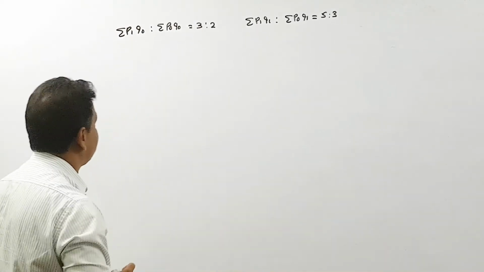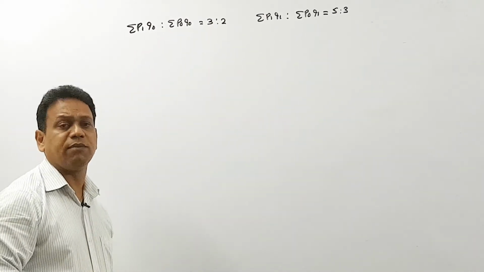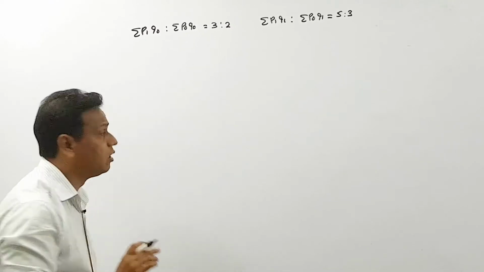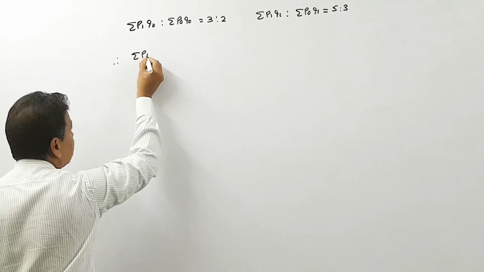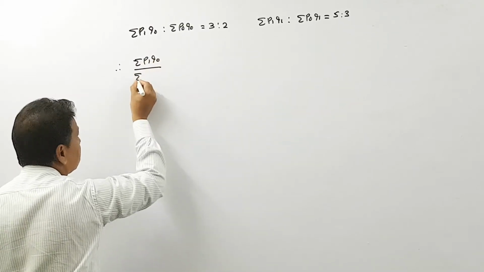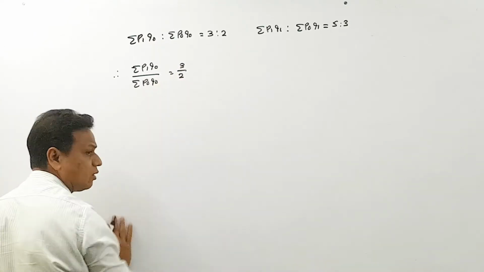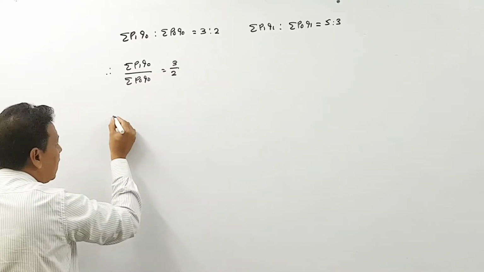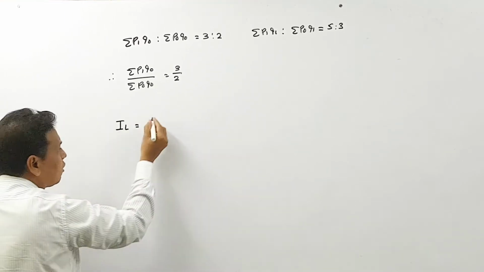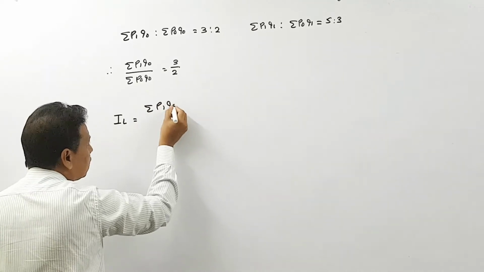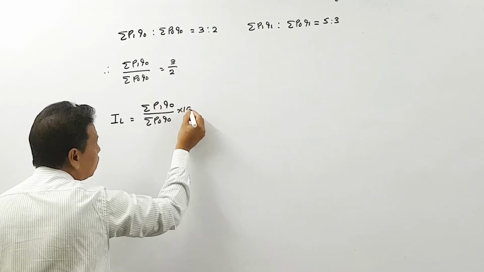Okay. My dear friends, they have given a ratio. Ratio means what? It is called proportion, and proportion means what? Simple, it is a division. So we have to present this information in this way: sum of P1 Q0 divided by sum of P0 Q0 is equal to 3/2. Okay. To find out Laspeyres index number, we have a formula. Laspeyres index number is equal to sum of P1 Q0 divided by sum of P0 Q0 into 100.